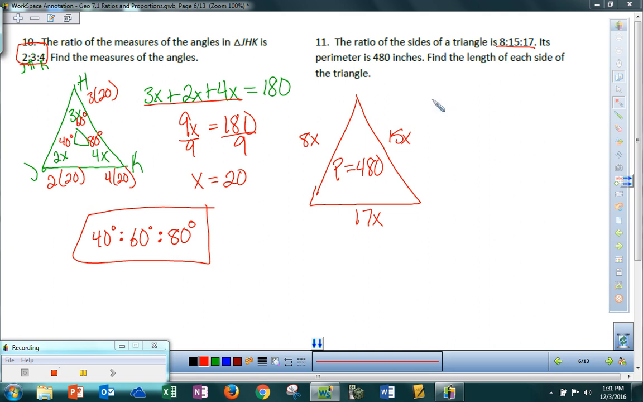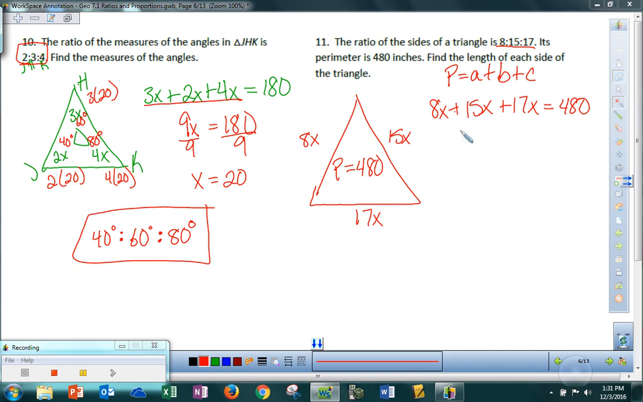Okay, so very similarly, 8x plus 15x plus 17x equals the perimeter of our triangle, in this case 480. Okay, if you remind yourself, the perimeter of a triangle is just A plus B plus C. There's no guarantee that any of our sides are the same for a triangle, unlike for a rectangle. So all we have to do is just add up all of those side lengths.